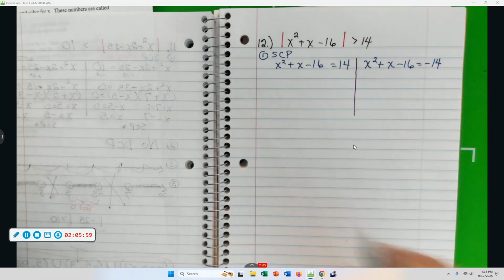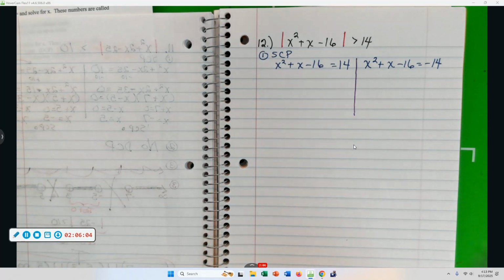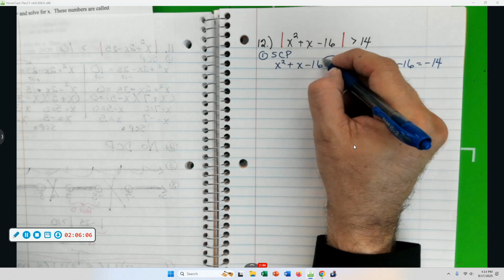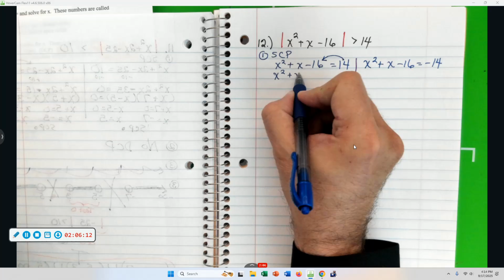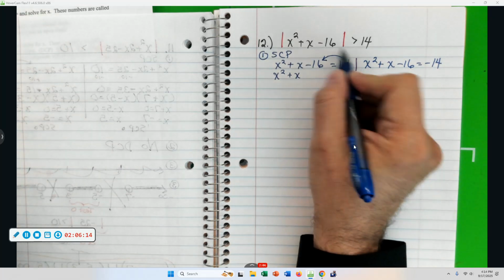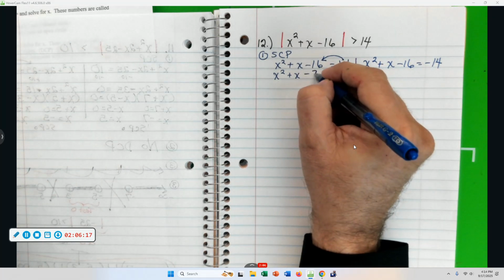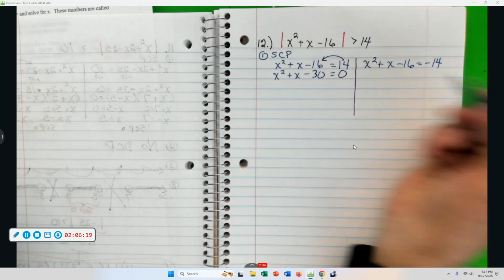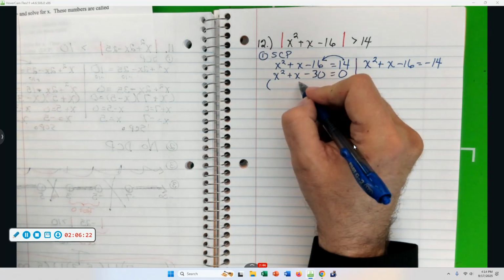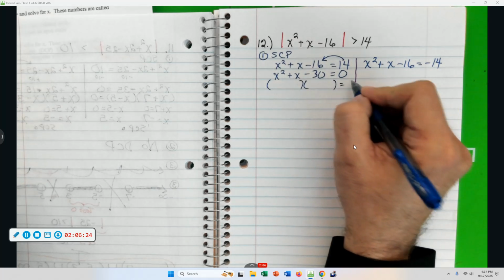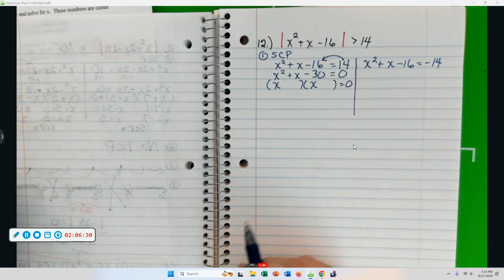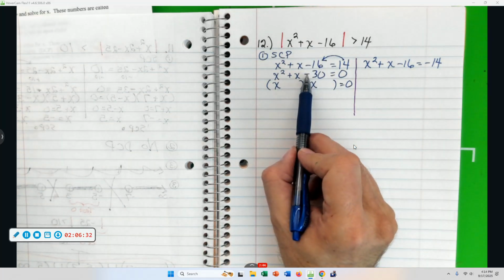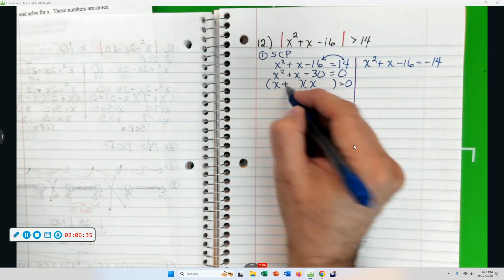Okay, so we started off equal positive 14, equal negative 14. And let's solve this one. I'll start off by subtracting the 14. So I have x squared plus x, negative 16 minus 14, is that a negative 30? Draw your two parentheses. X times x. Second sign is minus, so we have a plus and a minus. I'll go ahead and write them.